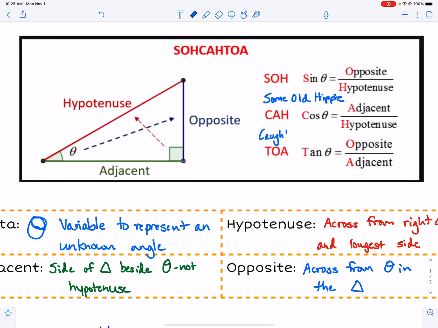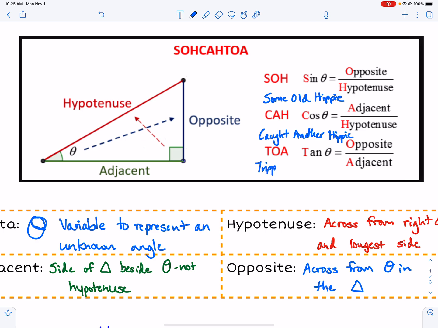Then "caught another hippie." So caught goes with cosine, another goes with adjacent, and hippie goes with hypotenuse. So caught another hippie helps us remember that the cosine of theta equals adjacent over hypotenuse.